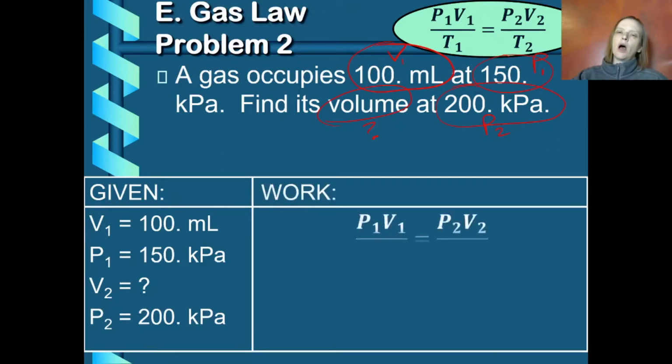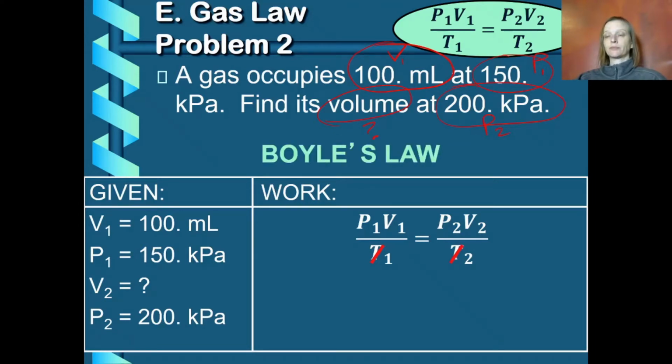So if I remember the combined gas law, this is the setup, but notice nowhere on here did I have any temperatures. Therefore, I can cancel out the temperatures and not use them at all. So I'm really just left with P1 times V1 equals P2 times V2. I don't have to memorize it as a separate equation. I just memorize one equation, the combined gas law, and I adjust it to my particular situation. This is really an example of Boyle's law as it stands, because it relates pressure and volume.